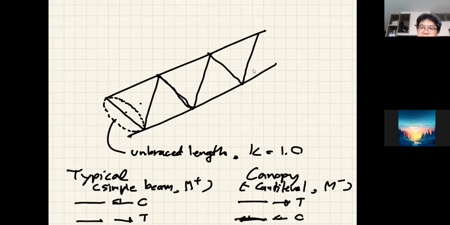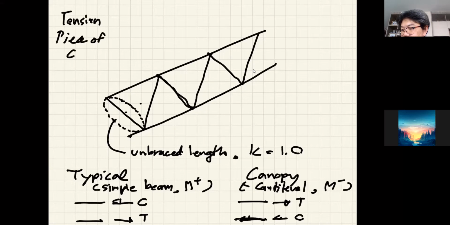Okay, so tension is nothing, because when you design tension, it's just yielding and rupture. So let me summarize it here. That tension is a piece of cake. So that's taken care of. Now it's time for compression.